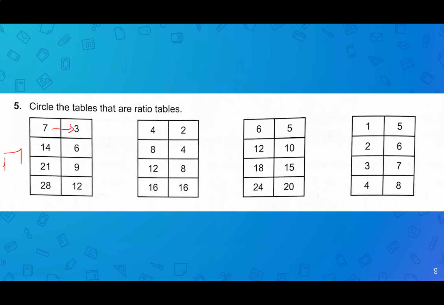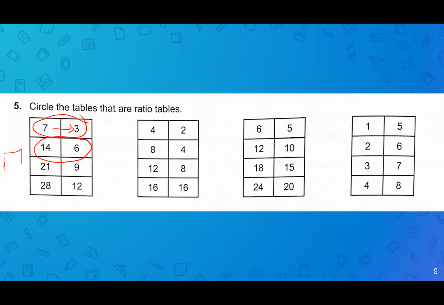Question 5 says, circle the tables that are ratio tables. So you are looking to see if each column follows a skip counting rule or if each set of rows forms an equivalent ratio. You can also check that using the multiplication rule.